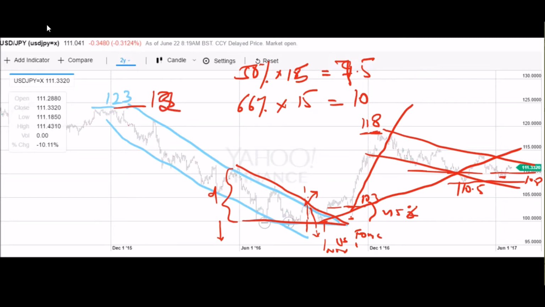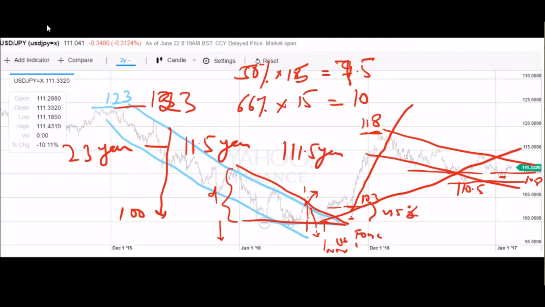We could also take retracements from 123 to 100. So 123 to 100 is 23 yen. 50% of that is 11.5 yen. So that 50% retracement would be 111.5 yen. 66% retracement is 15.2, so 115.2 should be a strong resistance now, roughly here. So the downtrend is over.